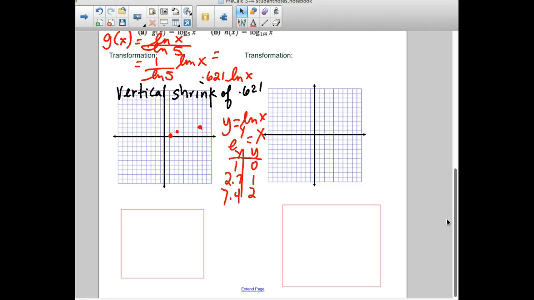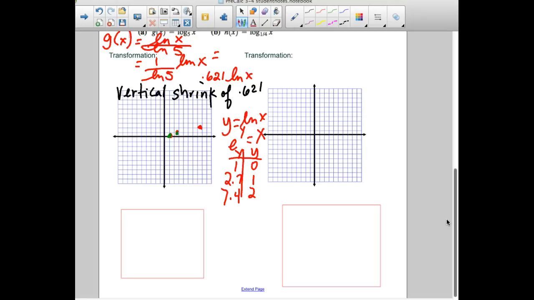Okay, so our y value on this first left dot here is 0. 0 times 0.621 is still 0. What do we get for our next dot? It was at a 1. It's going down to 0.621, about 0.6. Okay. And the other one was at a height of 2. What's 2 times 0.621?